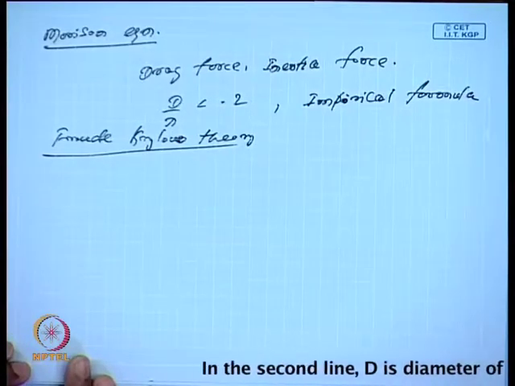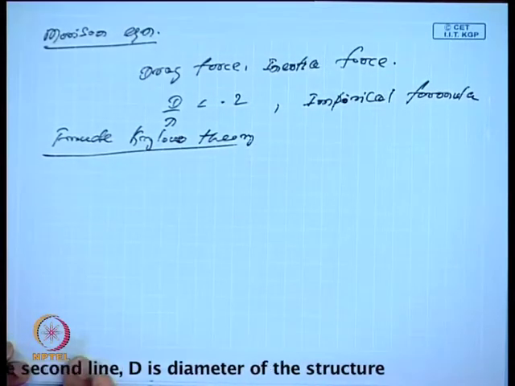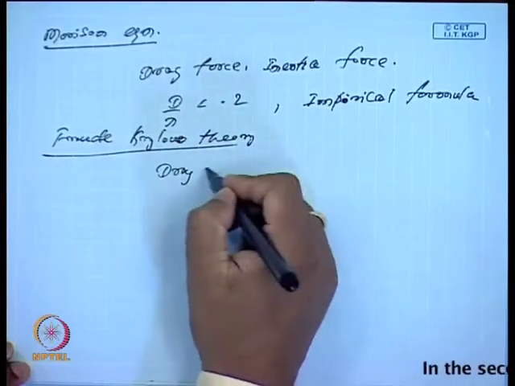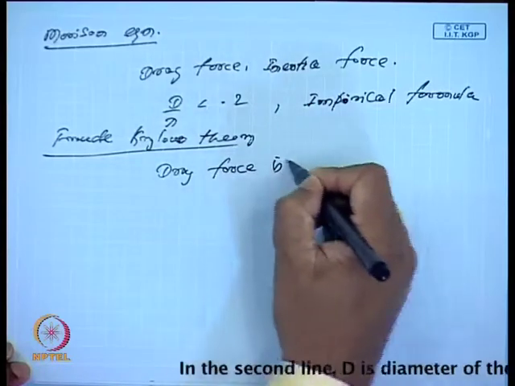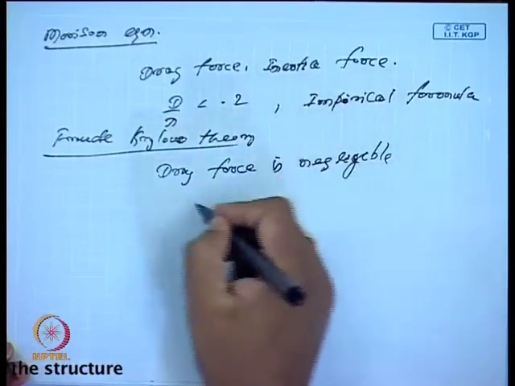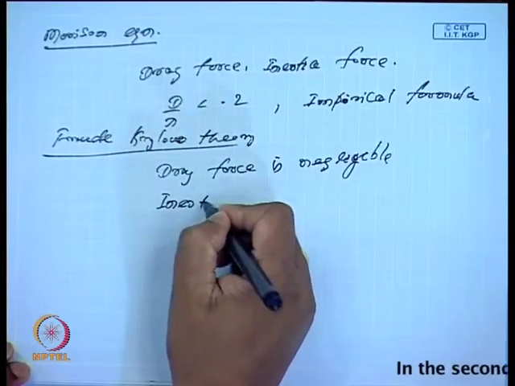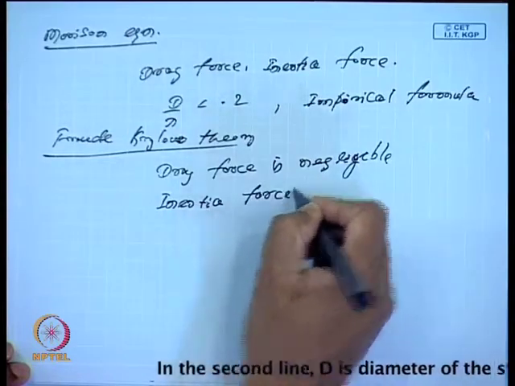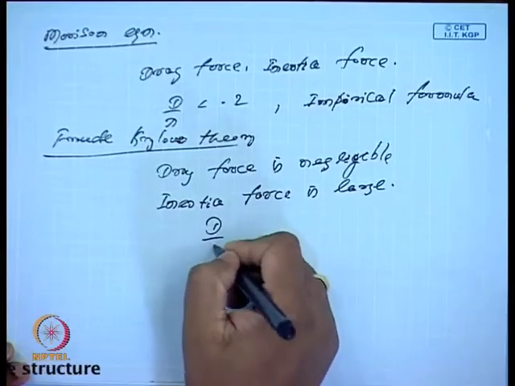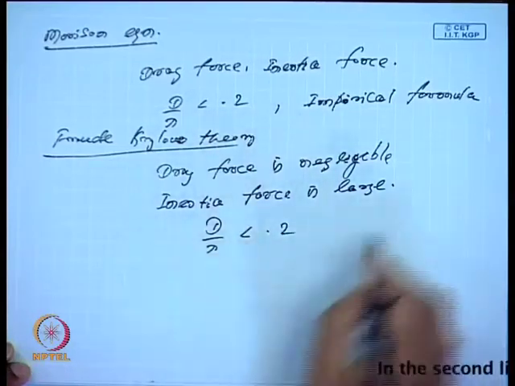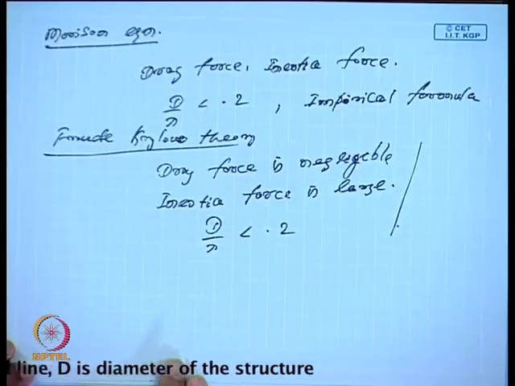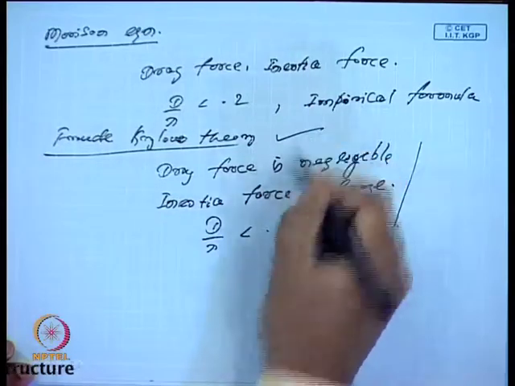On the other hand, when the drag force is negligible, whereas the inertia force is dominating and large, and also the structural size D by lambda is less than 0.2, then in this case, what do we do? In this case we apply the Froude-Krylov theory.